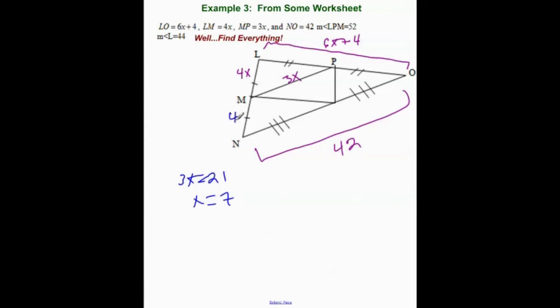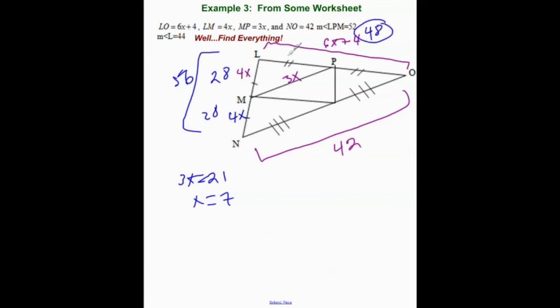Well, we got 4x here too, because it's a midsegment. So I put in 7 right here, so this is 28. This is 28, so this whole thing is 56. And we put in 7 right here, 42 plus 4. Or is that a minus? That is a plus. I can't even read my own writing. So this is 48 right up here.